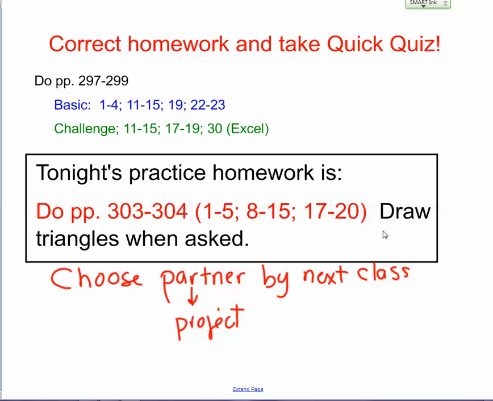And this is tonight's homework. This page is 303 to 304, and make sure you choose your project partner by next class.